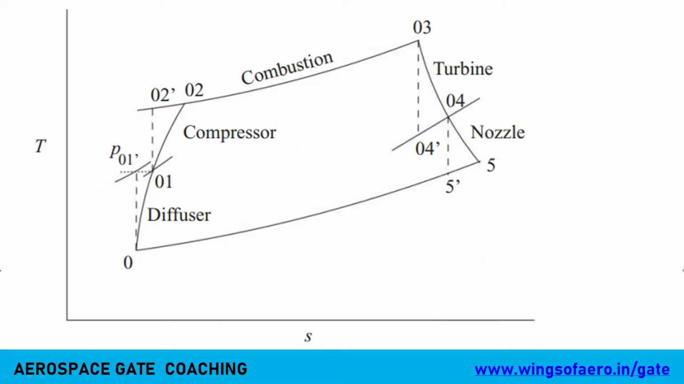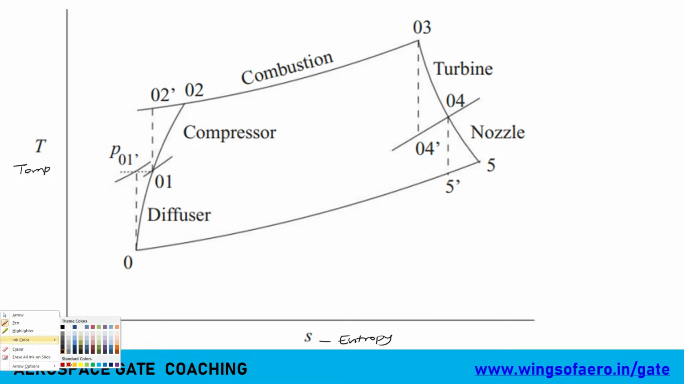Before coming to this problem, I would like to highlight a few important things in this TS diagram. Now what is meant by TS diagram? T stands for temperature, S stands for entropy. What is entropy? Entropy defines the randomness. Now this particular graph, the graphical representation of what is happening inside the gas turbine, is not an ideal one, it's an actual one. The dotted lines are the ideal one, and the thick solid lines are the actual one. So this is a combination of both ideal and actual.